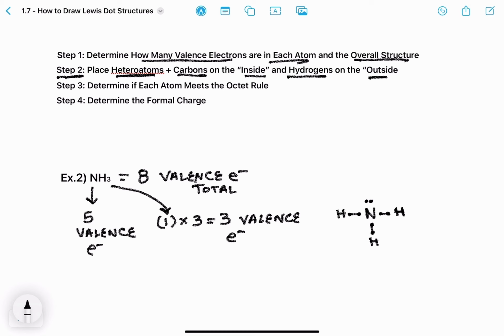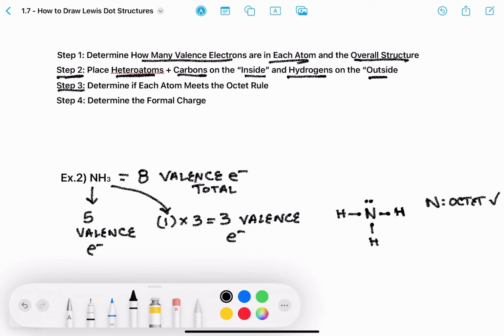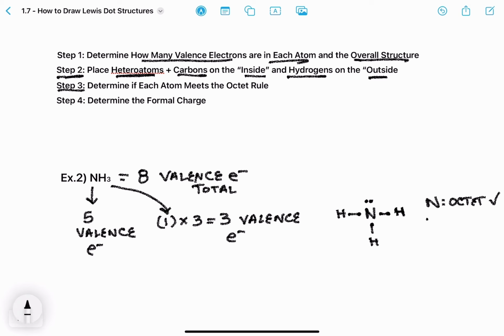Step 3 is to determine if each atom meets the octet rule. Nitrogen, did it get an octet? Well, let's count. 2, 4, 6, 8. It did. So we are set with the nitrogen. It's happy because it's got that octet. The next thing we need to look at is, do the hydrogens have their duet? They do. Each one has 2 electrons contained in the bond that it is connected to with nitrogen. So they all achieve their duet. So this is the correct Lewis dot structure for NH3.